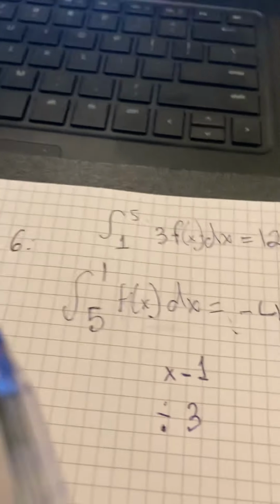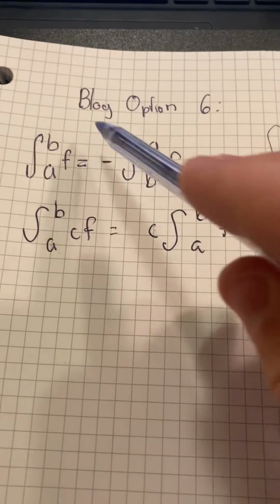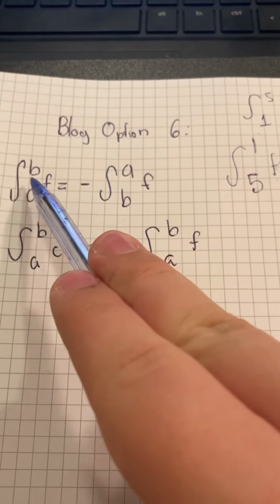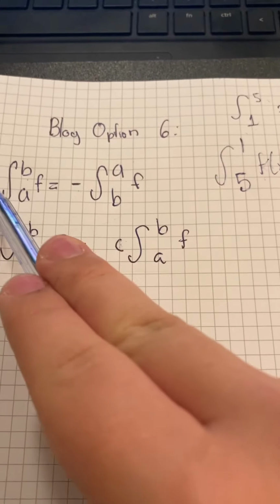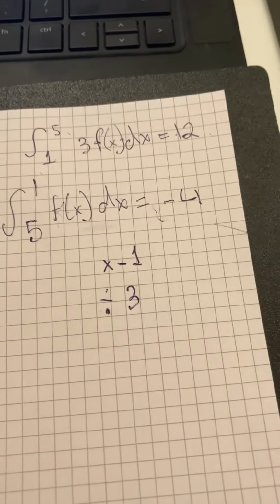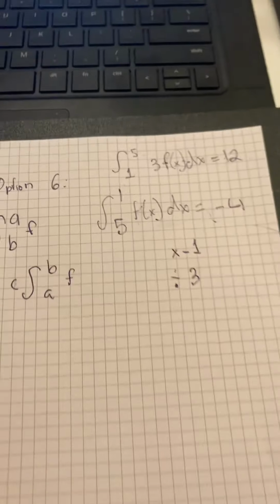Secondly, there has been a flip from the b and a values stated in the rule right here. So as a result, when this happens, the value goes from positive to negative. So right here, 12 is positive, 4 must be negative because you're multiplying by -1.